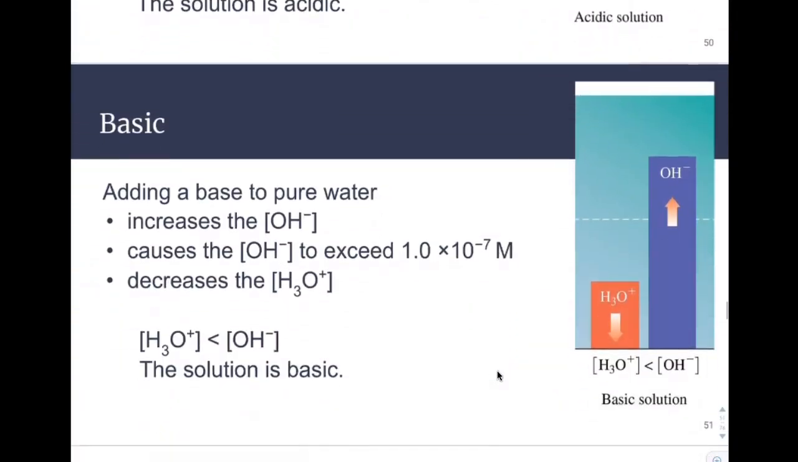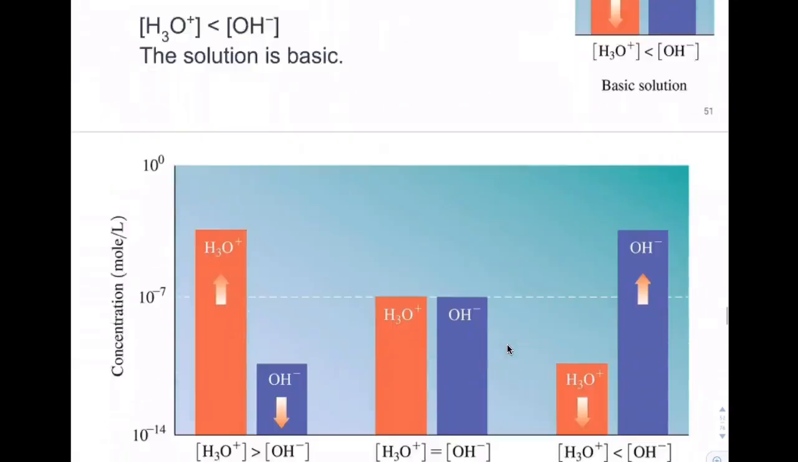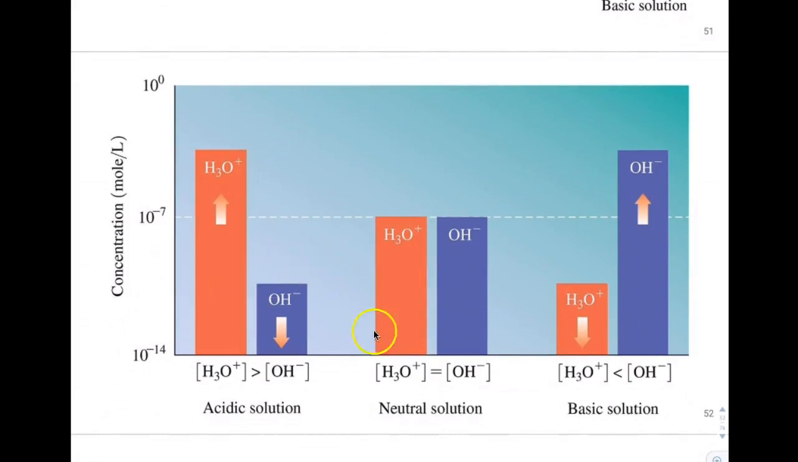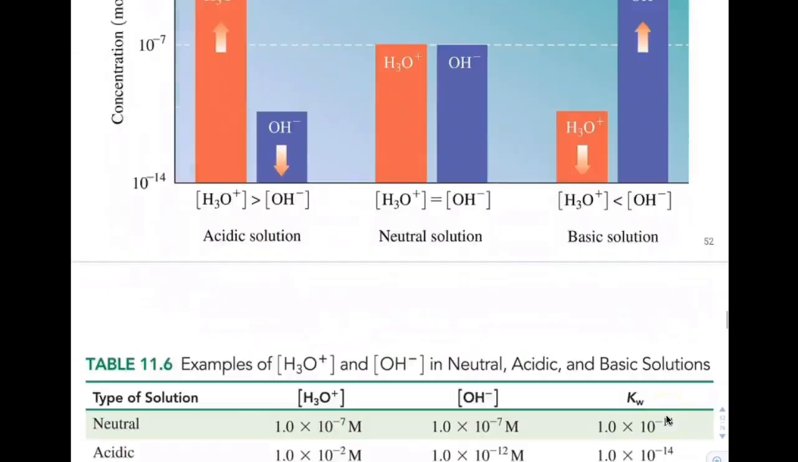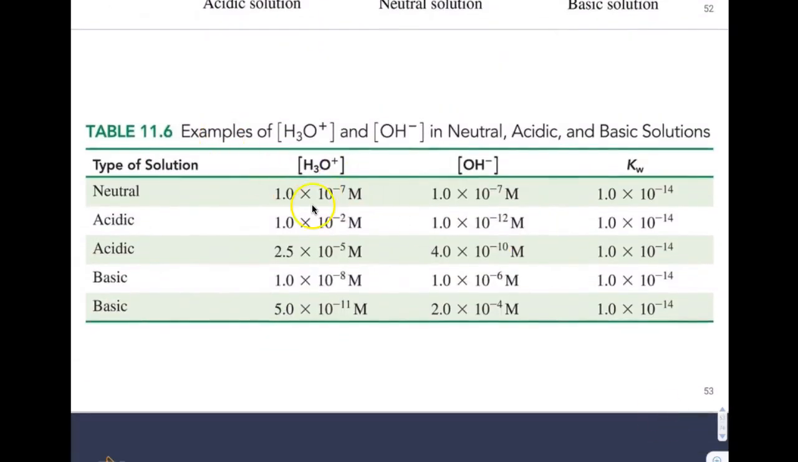The opposite is true if you were to add a base. Adding a base to water increases the OH. If you increase the OH, then you have to decrease the hydronium, so your base part is bigger than your acid part. Your whole solution is now basic. And so here's a summary slide of all of the different ways you can look at the hydronium and hydroxide concentrations and figure out what kind of solution you're in. And here's some numbers to show you.